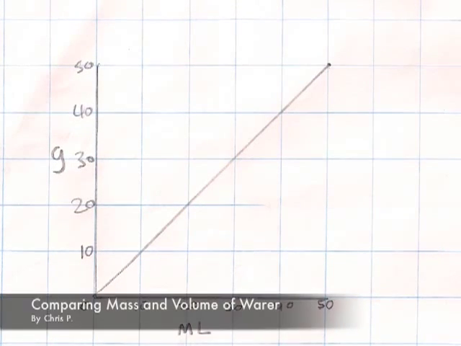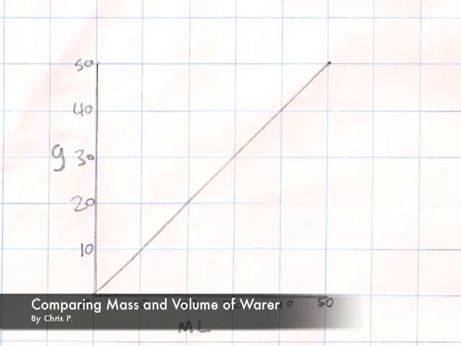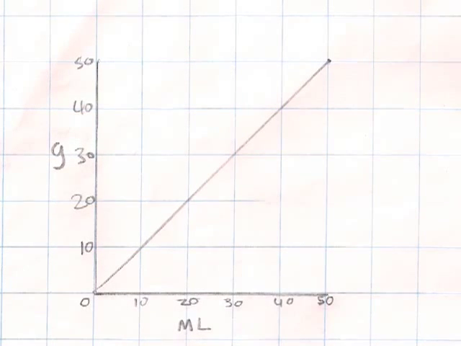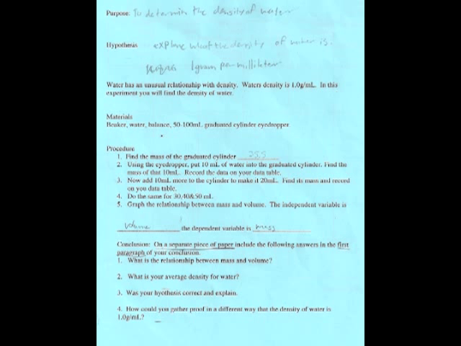Graph 1 tells us that water has the same volume as its mass. This shows that water is 1 gram per milliliter. Our data shows that our experiment was perfect. Our experiment had variables such as temperature and impurities.